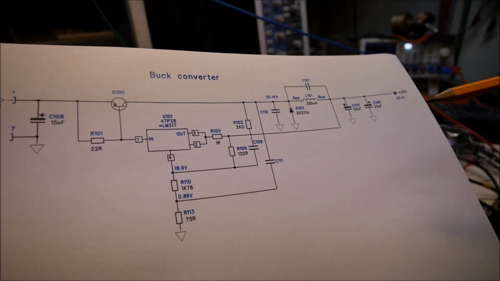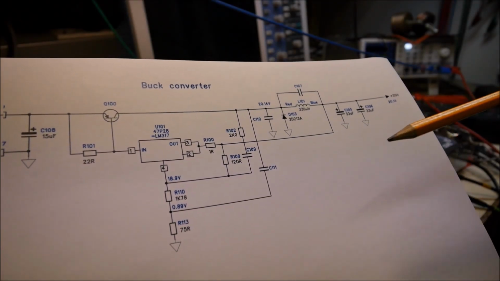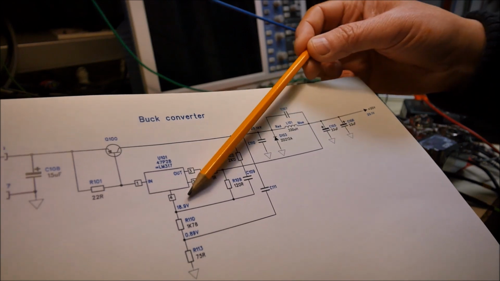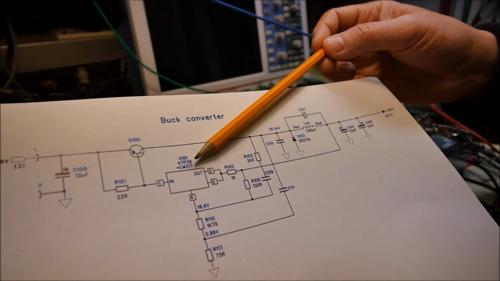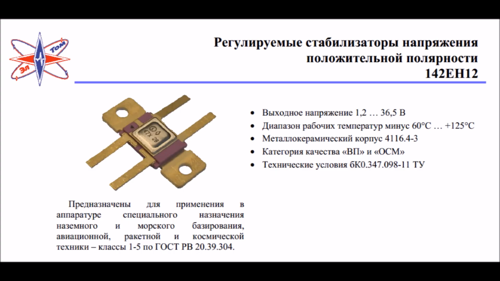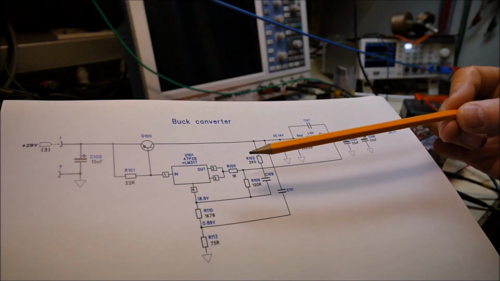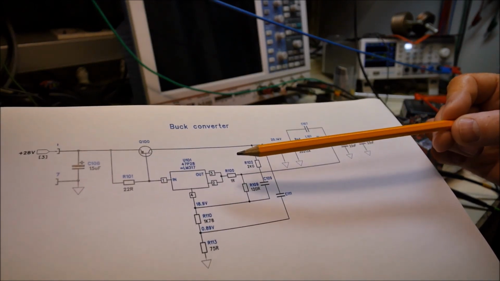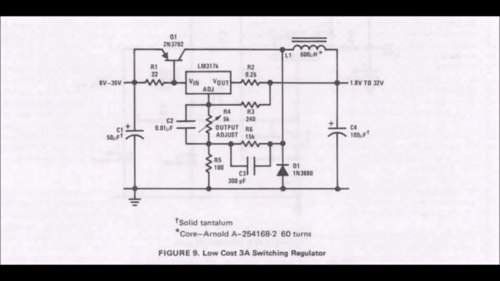The second thing concerns the buck converter. Actually, this part is not a MOSFET. It is actually an equivalent of the linear regulator LM317. We can find this circuit in the original datasheet of the LM317.